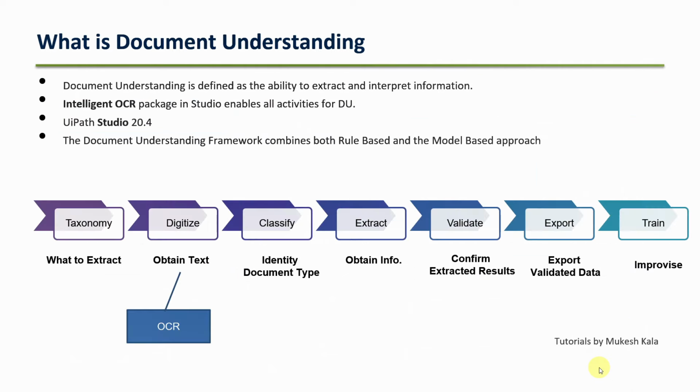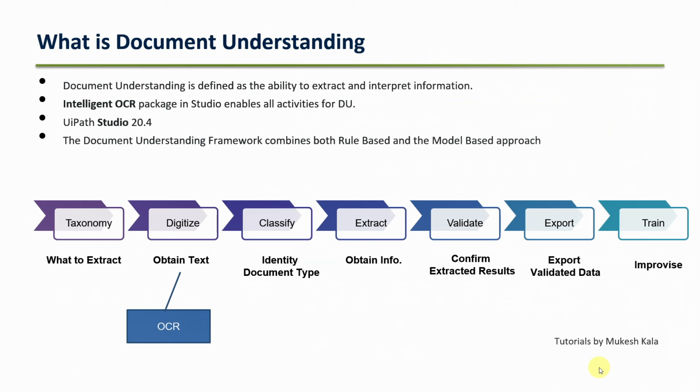Okay, now today we are going to start with the same topic but more technically. What exactly is document understanding? So we have seen that it is the ability to extract and interpret the information, right? Now if I talk technically, in case we want to do UiPath document understanding, the Studio version which you would require is 20.4 minimum. When I say 20.4, that means the year is 2020 and the version is April.